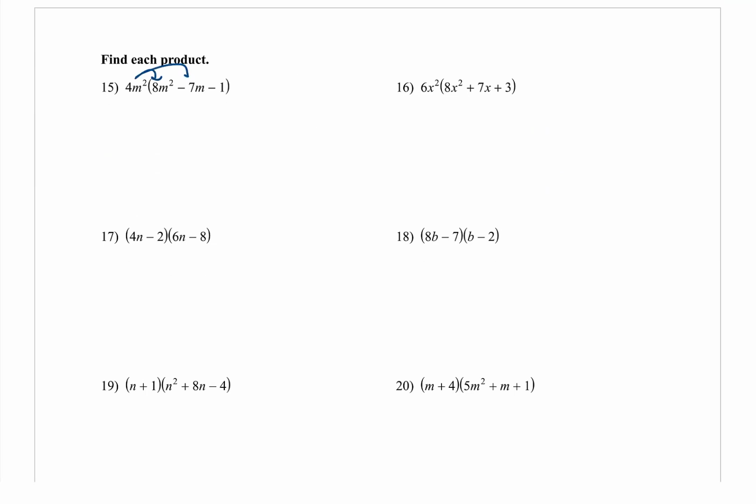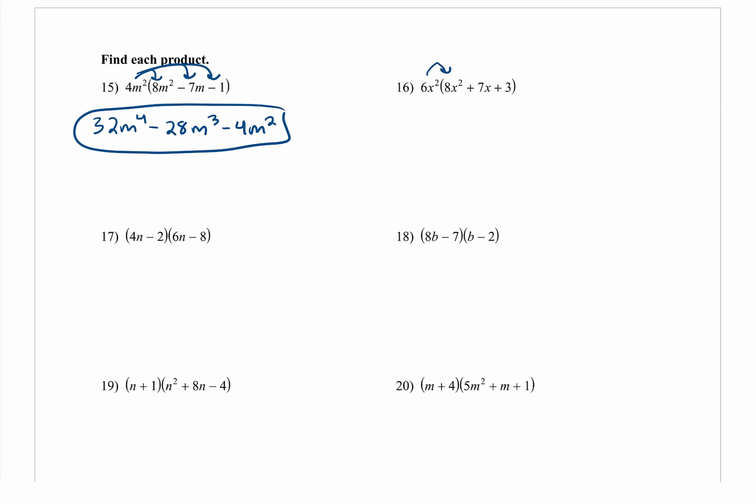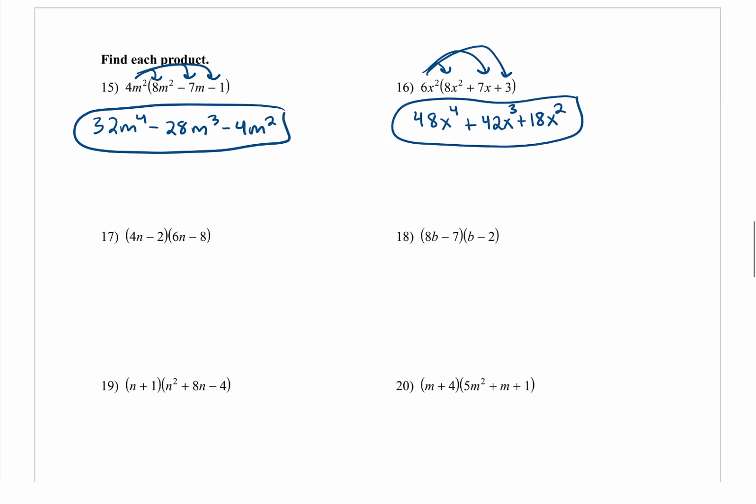When we're finding the product, we want to think distributive property. And basically, there's 2 of each of these problems, so that hopefully, if you need help on the first one, you can try the second one on your own. With the distributive property, it's a matter of adding the exponents together when you multiply. So 6x squared and 8x squared is 48x to the fourth. I went through this really fast. 6x squared times 7x is 42x cubed. 6x squared times 3 is 18x squared.